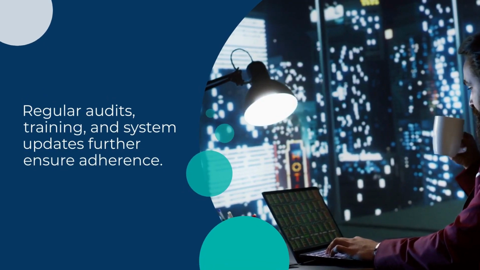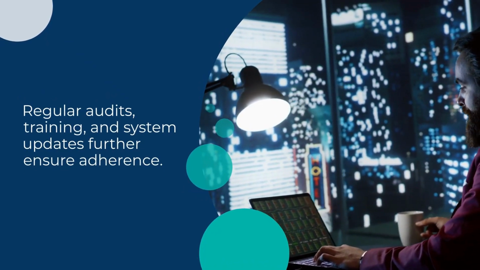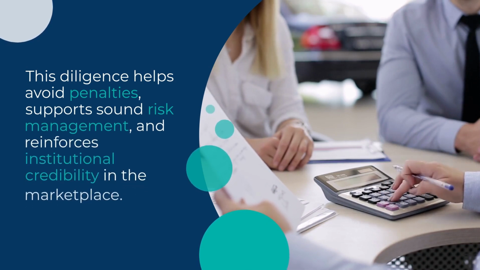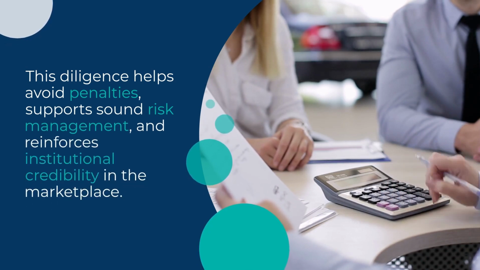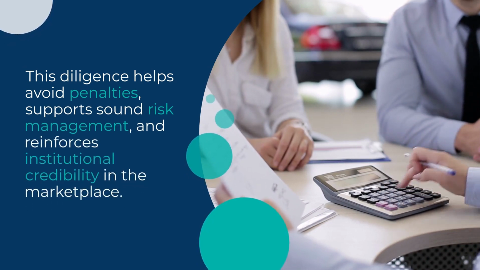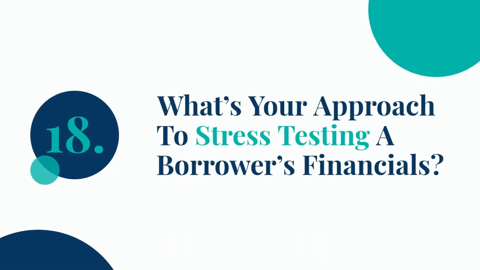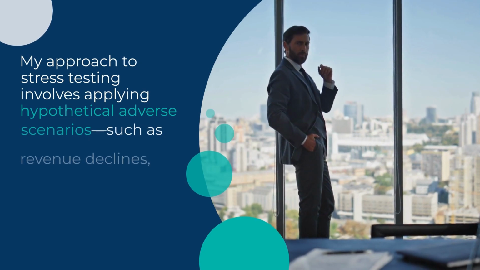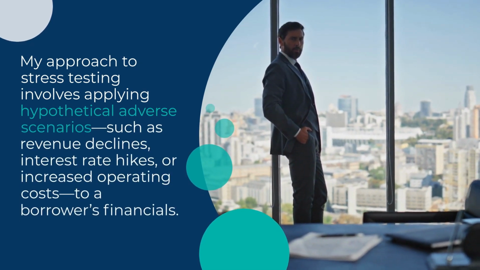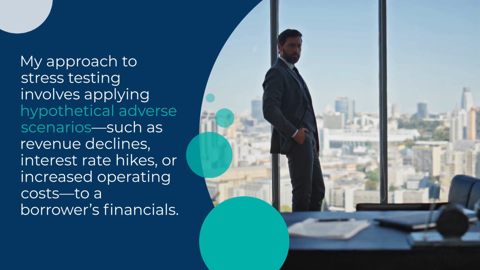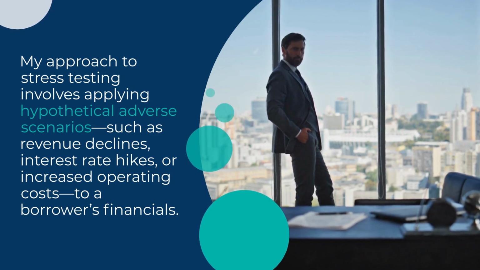Regular audits, training, and system updates further ensure adherence. This diligence helps avoid penalties, supports sound risk management, and reinforces institutional credibility in the marketplace. 18. What's your approach to stress testing a borrower's financials? My approach to stress testing involves applying hypothetical adverse scenarios, such as revenue declines, interest rate hikes, or increased operating costs, to a borrower's financials.